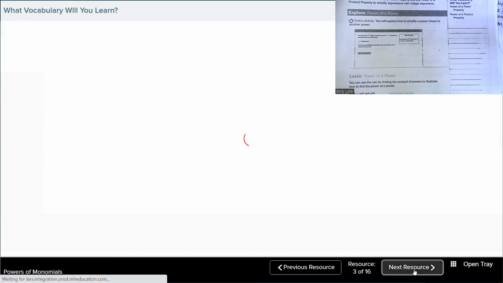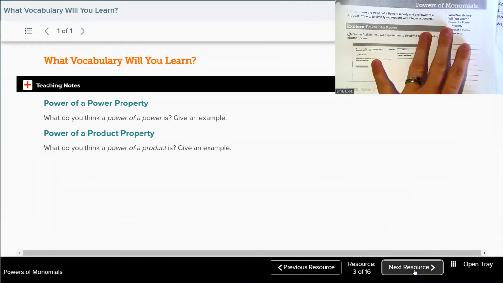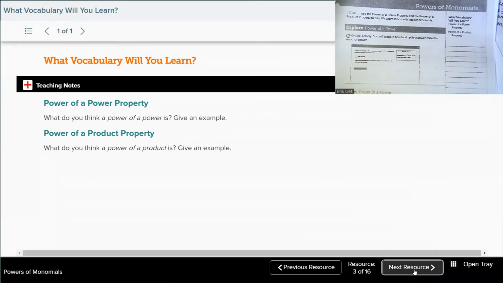So what vocab, these vocabulary are on the top right. Power of a power property. What do you think power of a power is? What do you think?